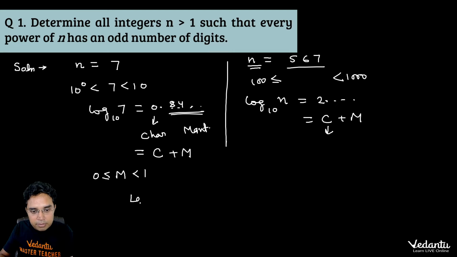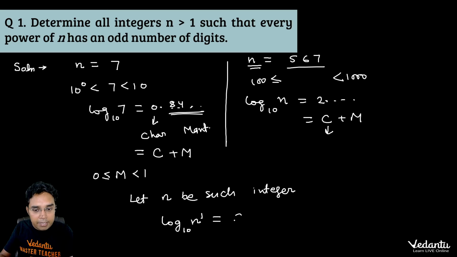Now here we have to find all integers n such that every power of n has an odd number of digits. So let us take n to be such an integer. Because they are saying for all powers it should have an odd number of digits, for power 1 also it should have an odd number of digits. So for n power 1, if I take log to the base 10, its characteristic and mantissa will be such that C will be an even number, and M will be from 0 to 1.